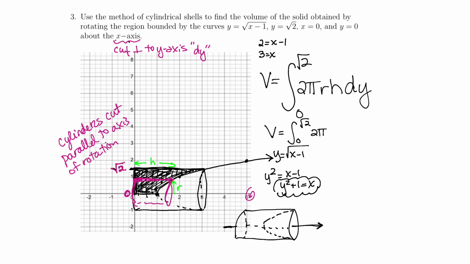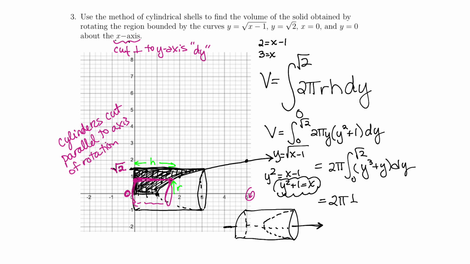2 pi. What's your r value? Munia, what did you use for r? Y. And what was your height? Y squared plus 1. Beautiful. dy. Very nice. So we can pull out that 2 pi. And then it's just y to the third plus y. And this one's super easy because it's just the power rule. So it's 1/4 y to the fourth plus 1/2 y squared, from 0 to square root of 2.